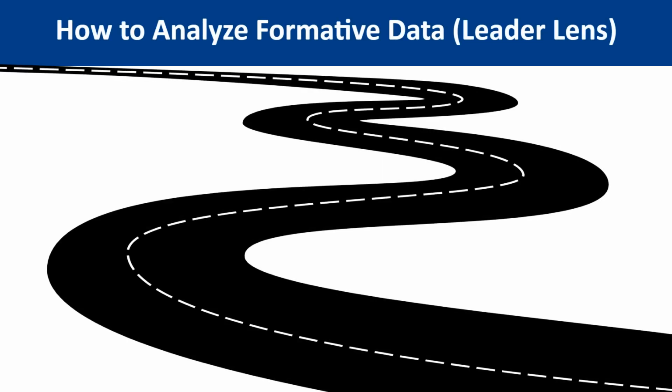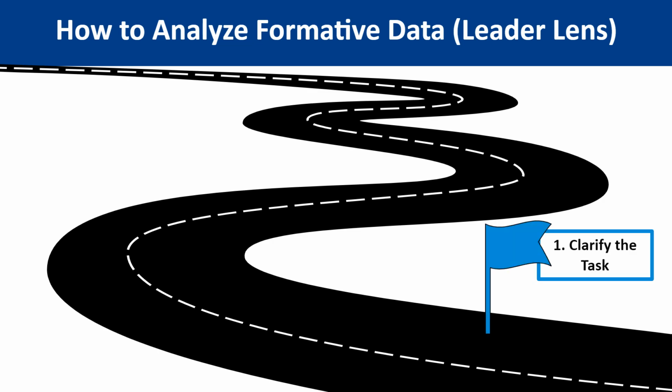How to analyze formative data. Leader lens. When analyzing formative data, the goal is not to catalog every student error. The goal is to understand what the data is telling us about instruction. Effective leaders begin by clarifying the task. What were students actually asked to do or explain? Without that clarity, data can be misleading.